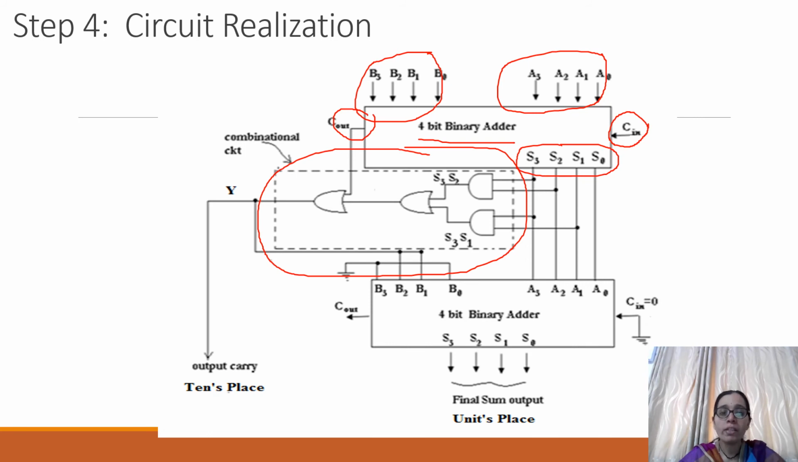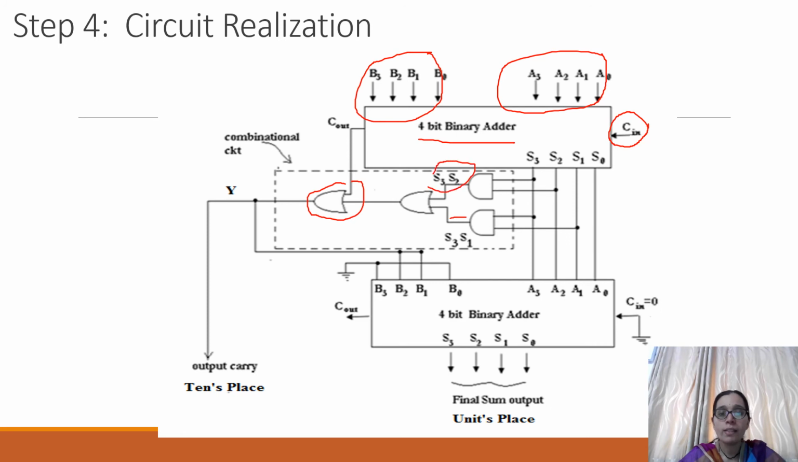And whatever expression we have obtained in the previous step, that is Y equal to C out plus S3 S2 plus S3 S1, the same we have used here to design this Y. Therefore, Y equal to C out plus S3 S2 plus S3 S1. Whatever combinational circuit output we got, we used that Y to design this combinational circuit.